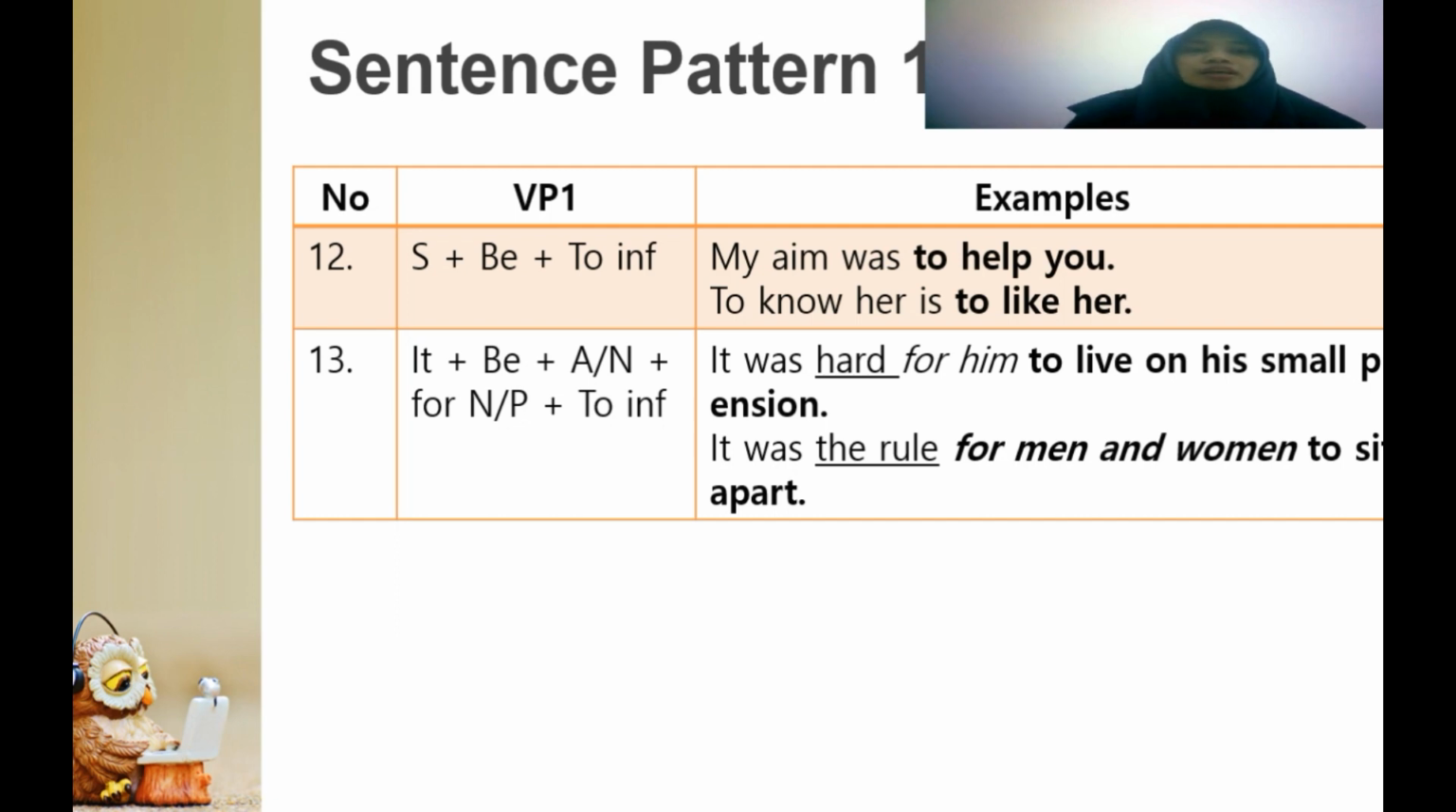It's similar. The 13th rule is it plus be verb plus adjective or noun plus for a noun or pronoun. Yeah, the P there stands for pronoun, not preposition, plus to infinitive. For example, it was hard for him to live on his small pension. So hard here is an adjective coming after the subject and the be verb, and then followed by for and a pronoun him, and then to infinitive.